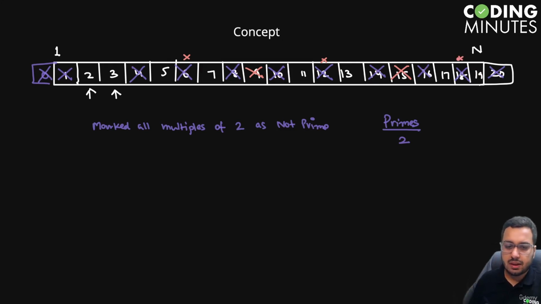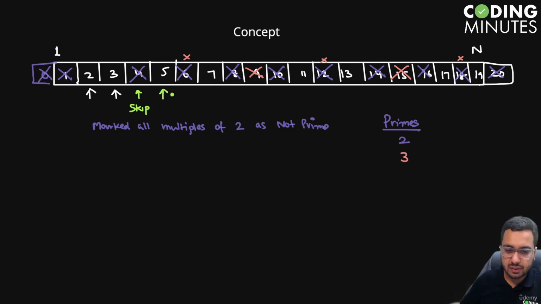What we do next: since no one marked 3 and we have already reached 3, 3 is a prime number, so we add 3 to the list of primes. Next time we go to the next number. Oh sorry, we go to 4, but 4 is already marked as a not prime number, so we just skip it. We don't do any work at 4. So 4 will not be included in the list of primes.